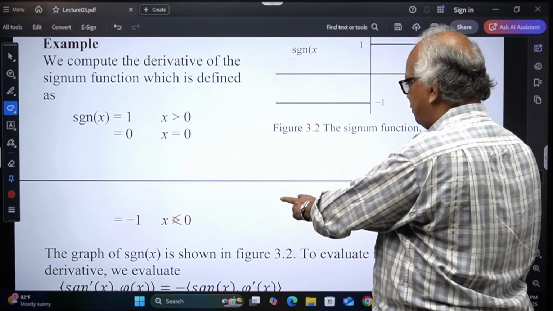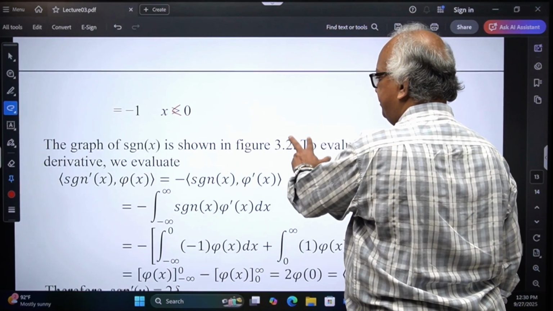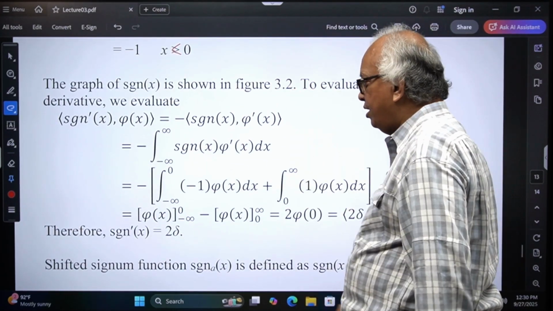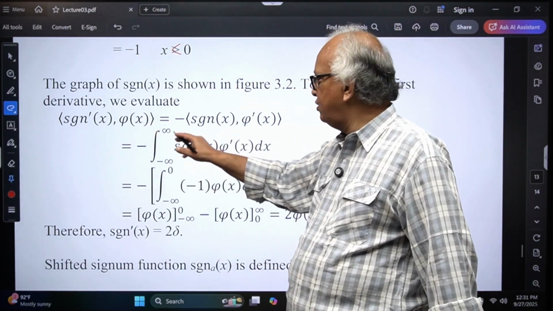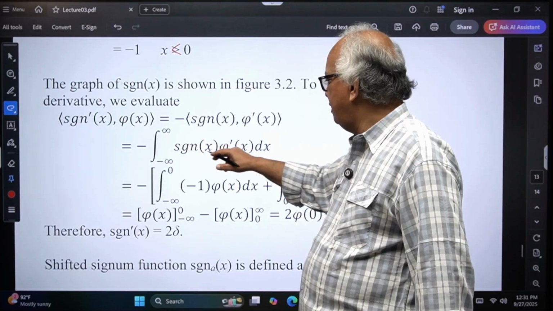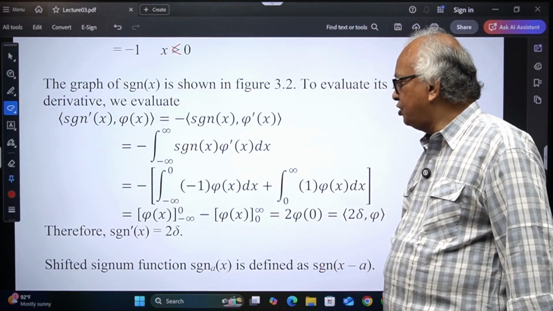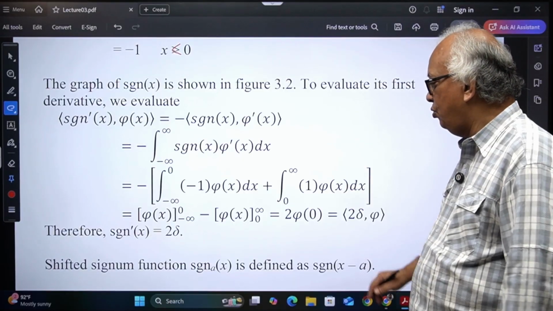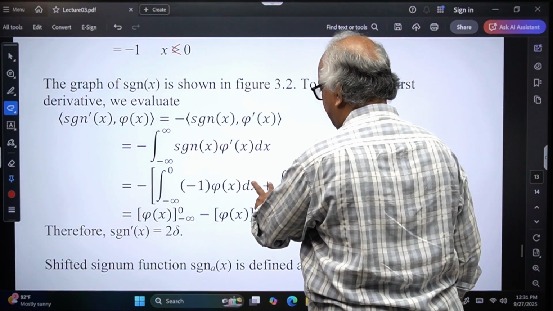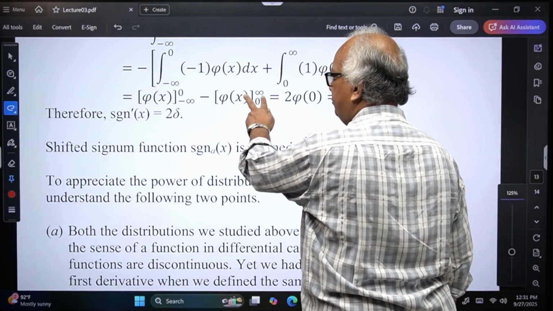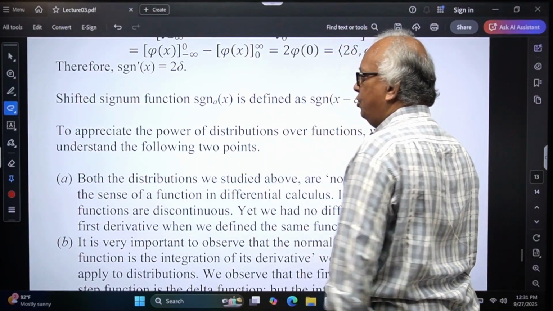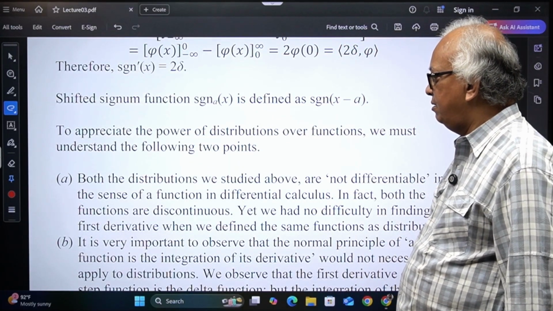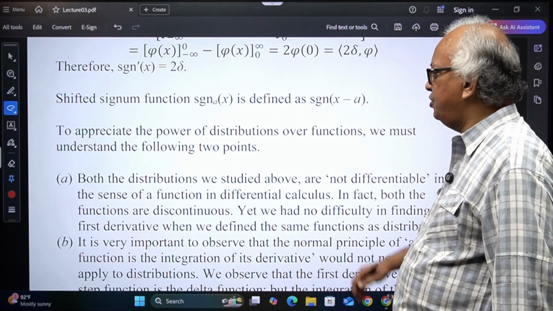Okay, the graph of the signum function is shown here. So signum prime paired with phi is minus signum paired with phi prime(x). Doing the integration with phi(x), everything comes to signum prime comes to 2 delta. The shifted signum function is this.